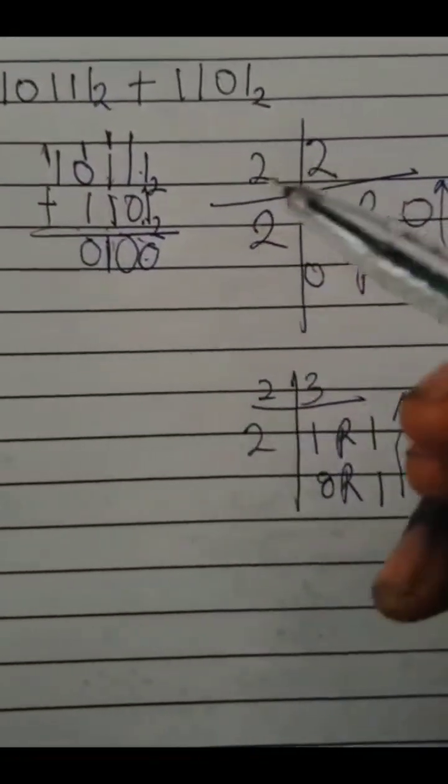1 plus 1 is 2. You write down 0, carry 1. 1 plus 1 is 2, which is 10. You write down 10. So your answer is 100100 base 2.